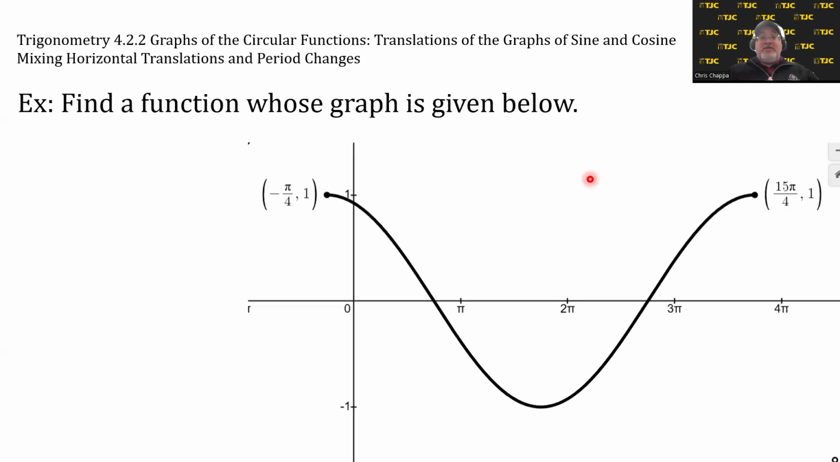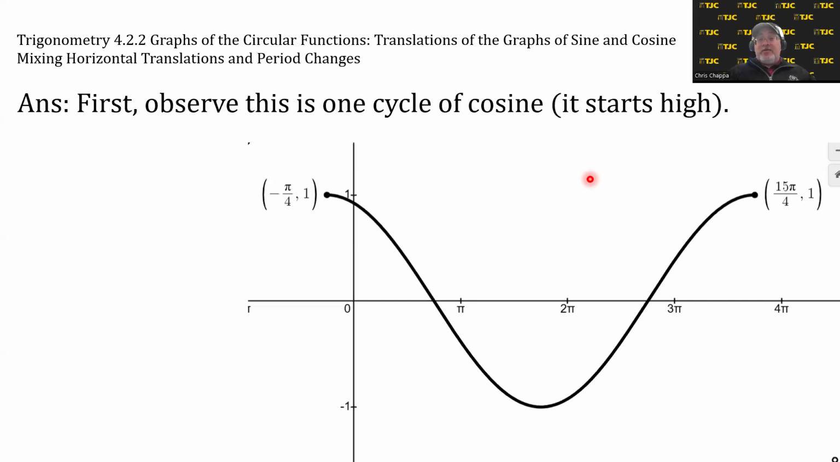Now we're going to go backwards and find a function whose graph is given below. Let's analyze this for a second. What shape is it in terms of quarter period behavior? Where would that graph normally start? Which direction did it move? And what's the period?